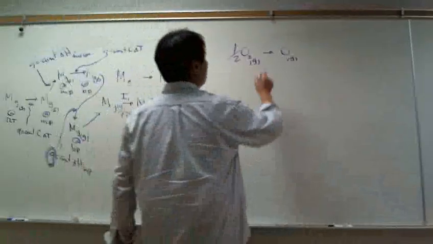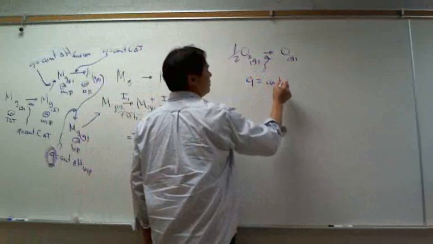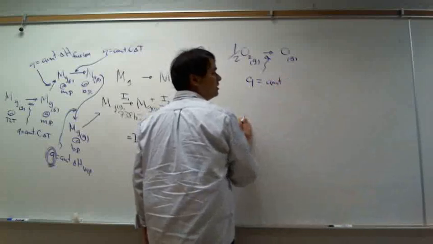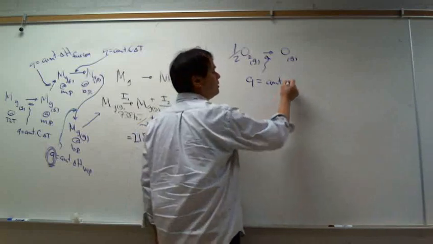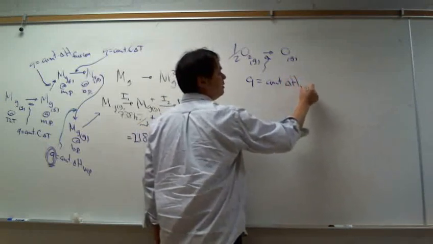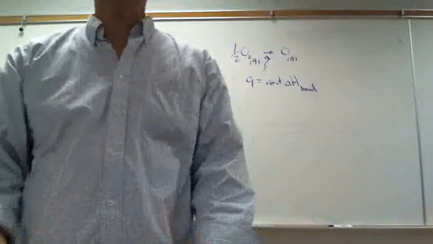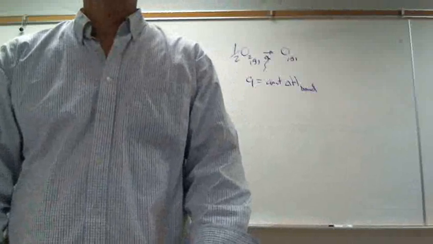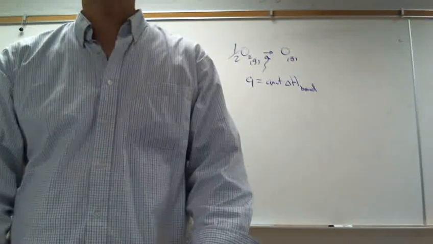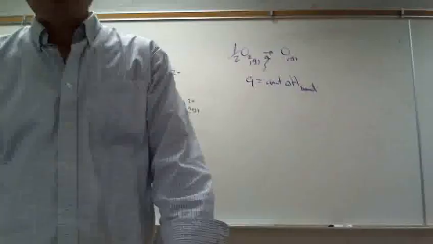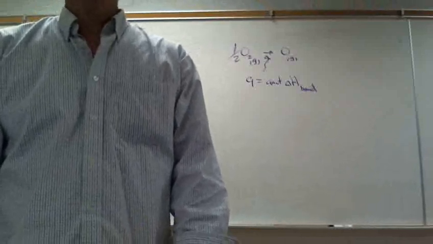How much energy is this going to cost us? So let's take a look. Q is equal to the amount times delta H of bond, the bond energy. For example, a carbon-carbon bond, do you know about how much energy it costs you to break that bond? 347 kilojoules per mole to break a carbon-carbon bond. Let me ask you this. Do you think it's easier or harder to break an oxygen-oxygen bond? Harder. Why?